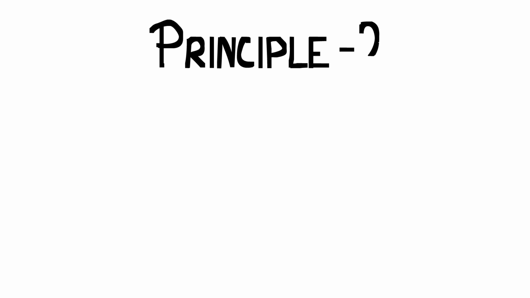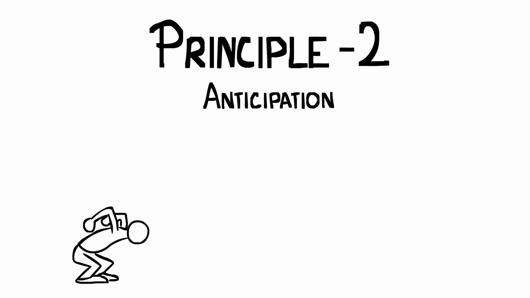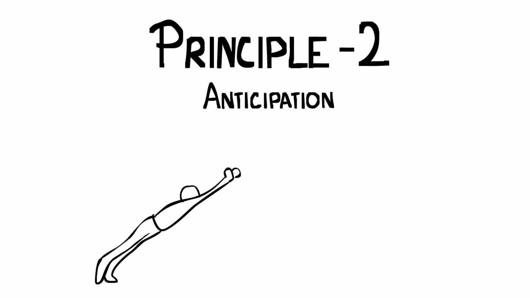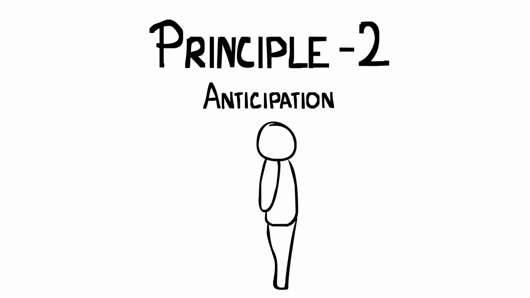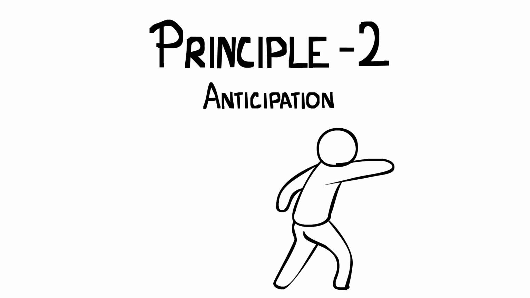Number 2. Anticipation. Anticipation is the preparation which you take before performing any action. Let's think you want to jump. So, before a jump, you have to squeeze down your body. This is the preparation for your action, the jump. One more example is, if you want to punch somebody, then to do so, you have to push your body back, then you can come forward and punch.